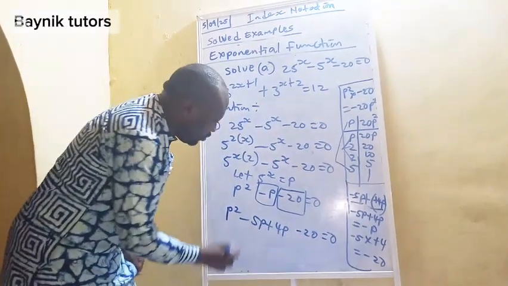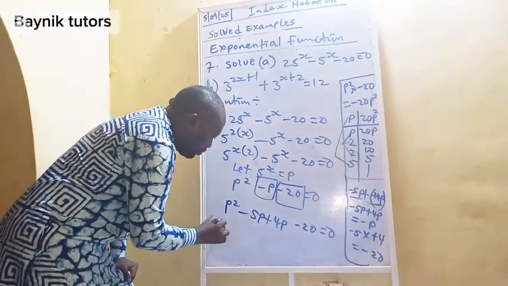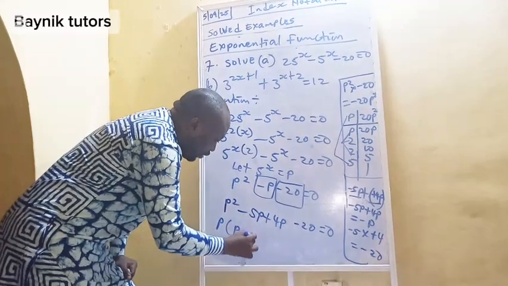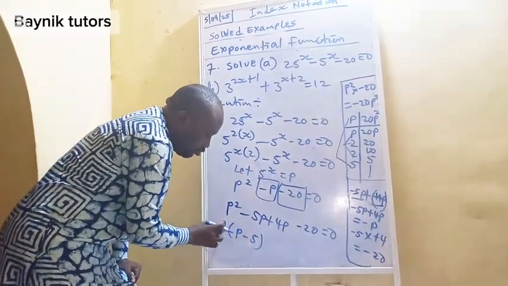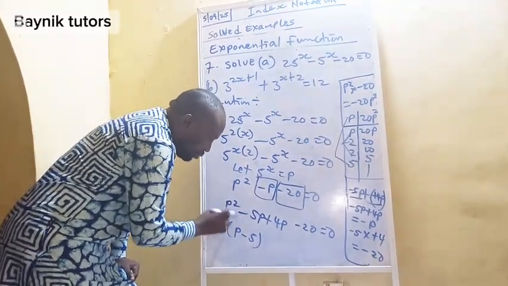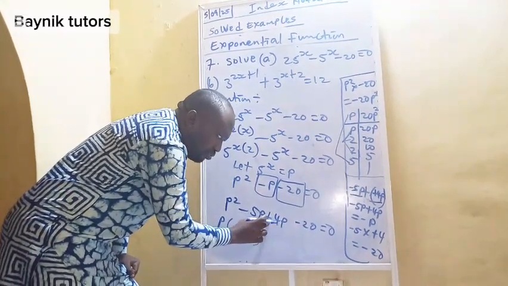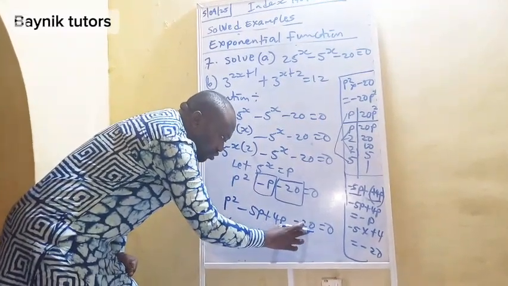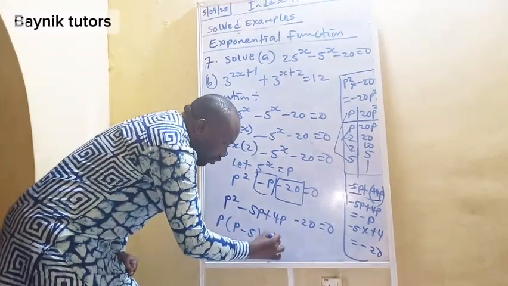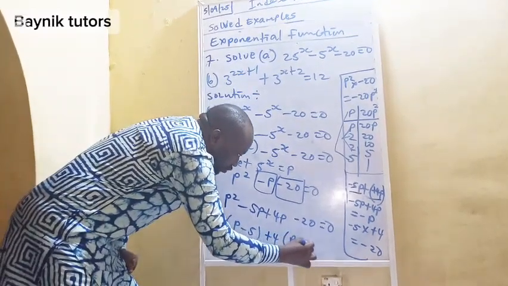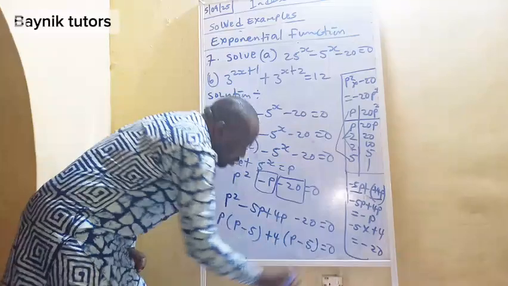So what we need is to factorize. P is common to both of them. P open bracket, p minus 5. How do you know you factorize? Well, do as if you want to multiply again. P times p, p squared, p times this, minus 5p. What's common there? Whatever sign you have in the middle, that's the sign you must use to factorize both of them. This will be plus 4, open bracket, p minus 5 is equal to 0.